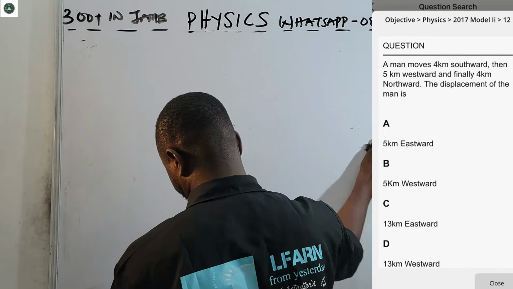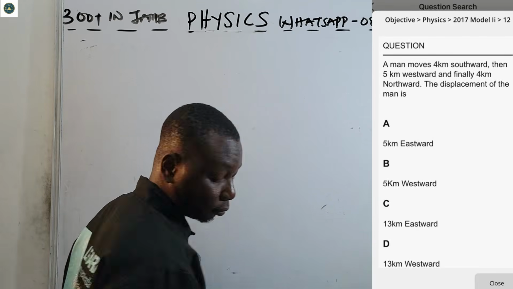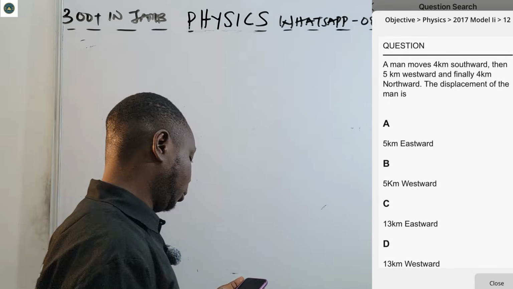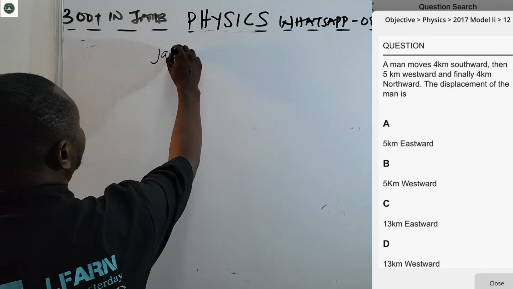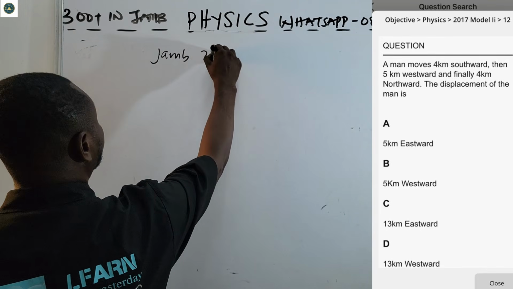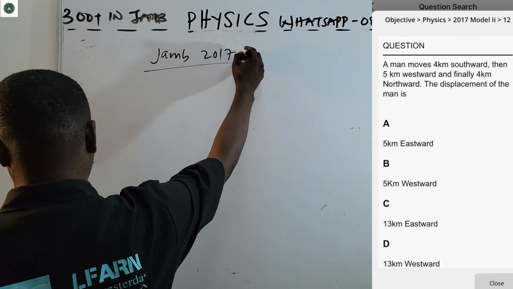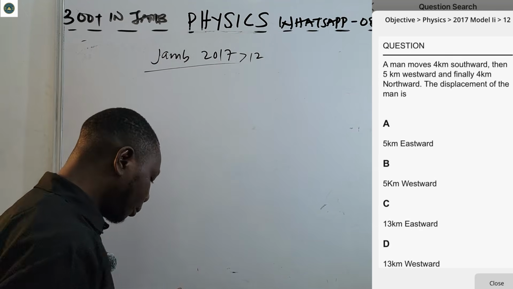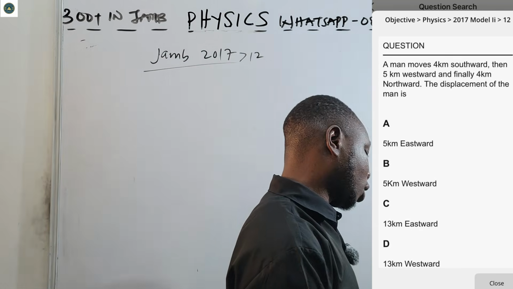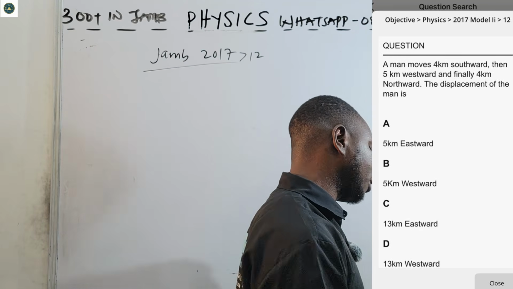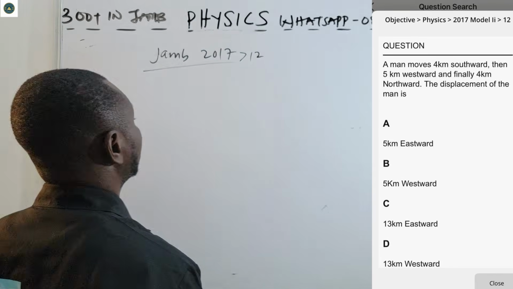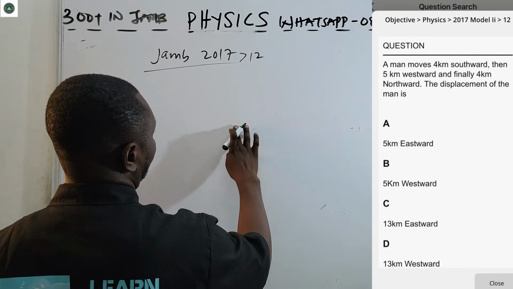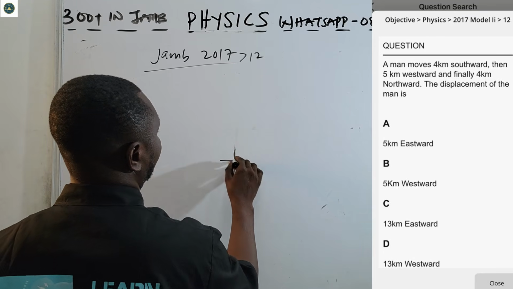So let's see, on JAMB, we'll also take some from JAMB 2017, question 12. It said a man moves 4 kilometers southward. So let's say the man is here. The man is right here.